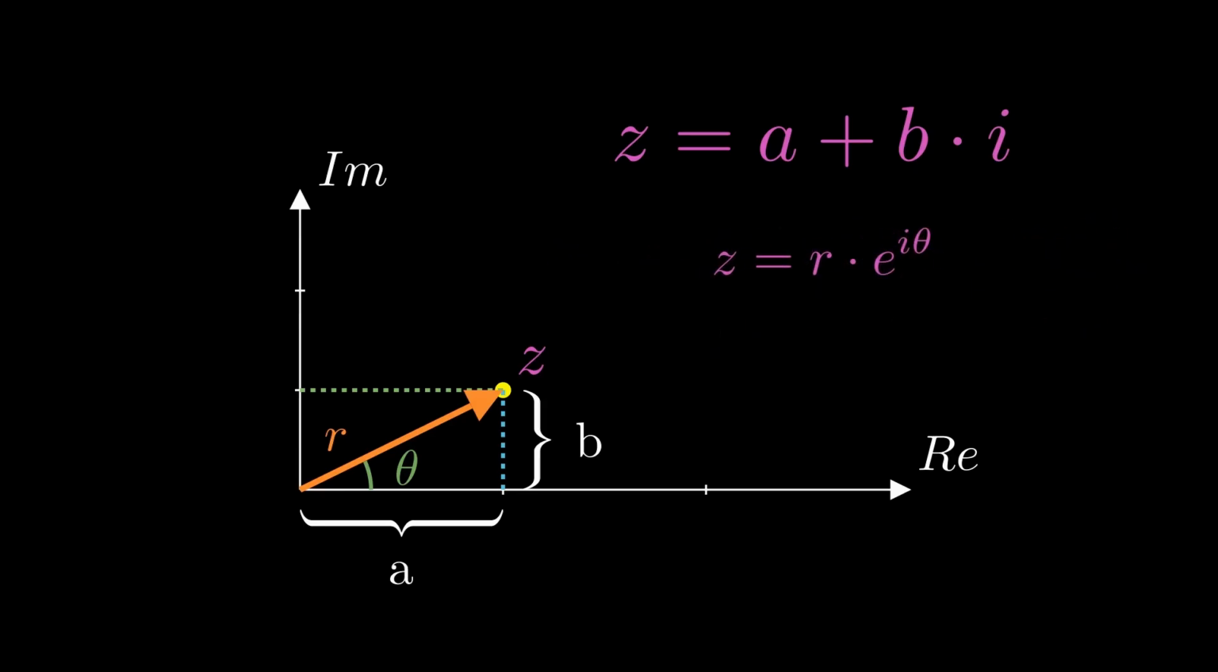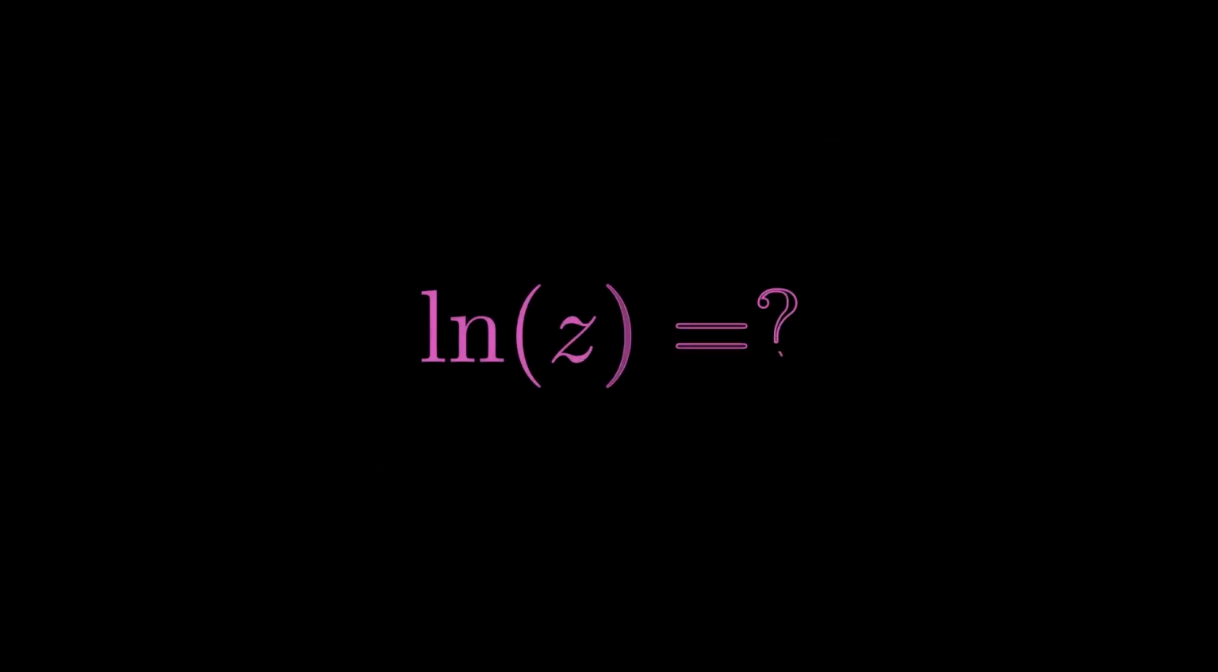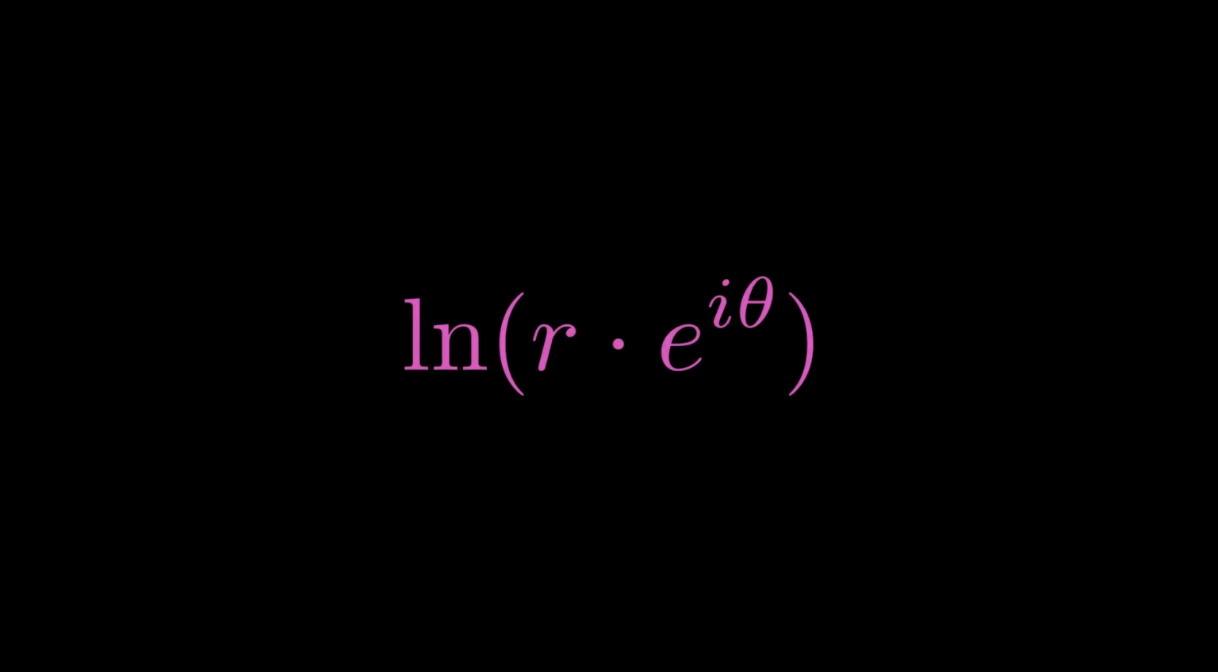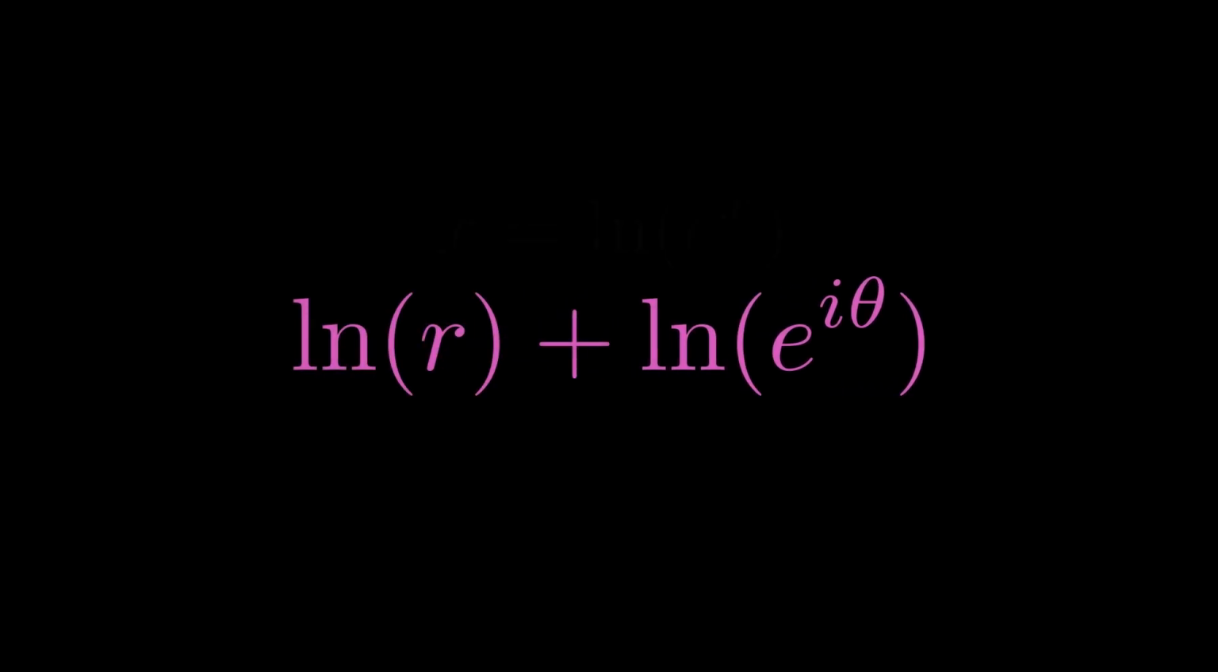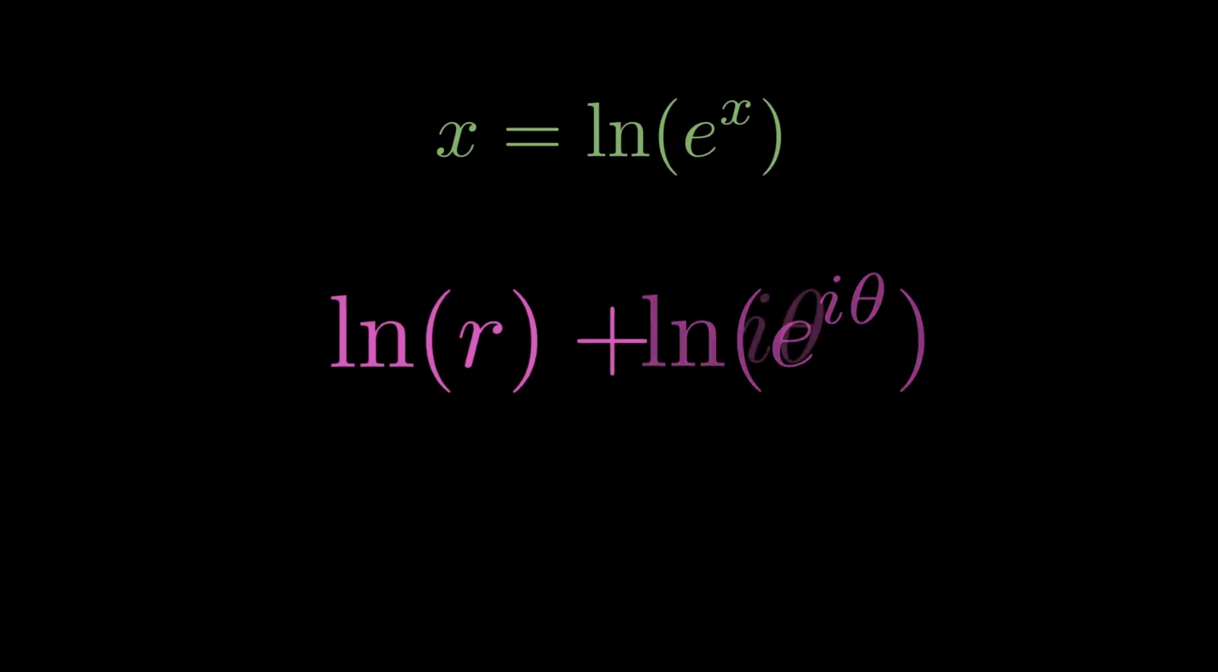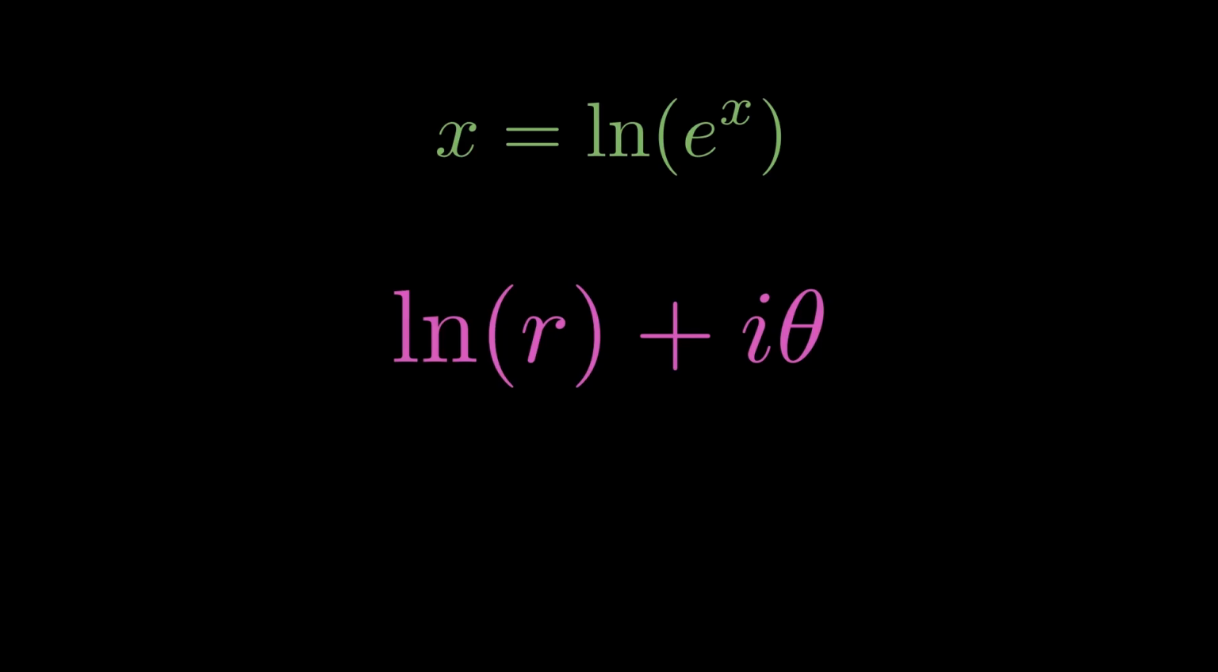So far, so good, but we wanted to know what the natural logarithm of z is. Let's plug in the polar form we just derived. Since we have a product, we can separate. Now we need to go back and remember the second identity of the natural logarithm. It shows us we can just write i theta. All right, we now know what the natural logarithm of a complex number is.